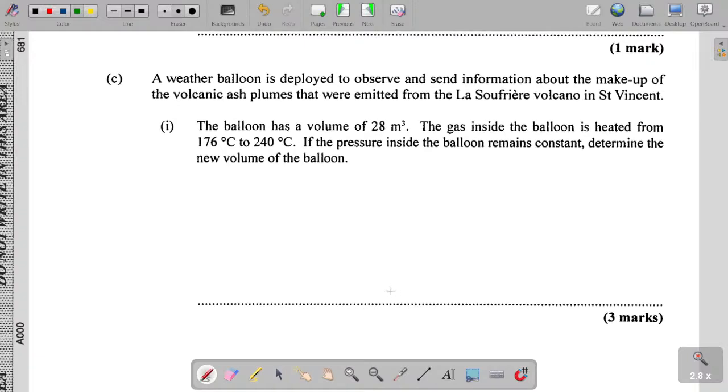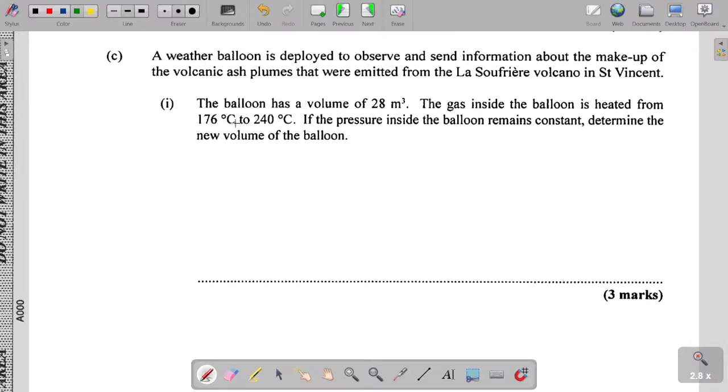Now this question is a gas law question. It says our weather balloon is deployed to observe and send information about the makeup of a volcanic ash plume that was emitted from this volcano here in St. Vincent. And it says that the balloon has a volume of 28 meter cube. So that is our initial volume, that's going to be V1. So V1 is 28 meter cube.